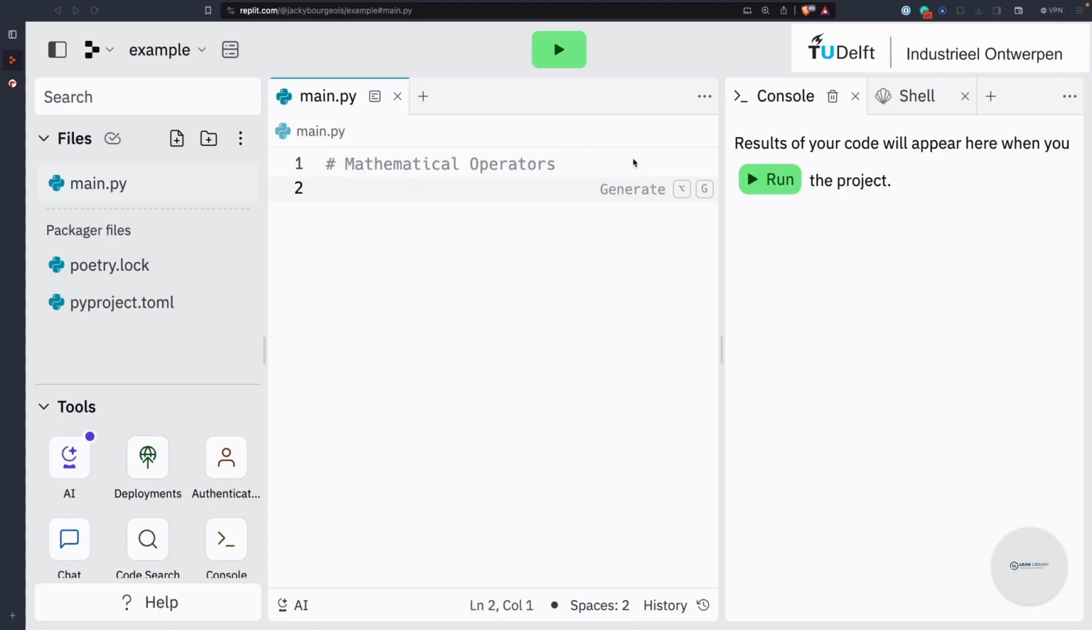It's time to learn some Python with Jordan and Jackie. Today, we are covering mathematical operators, and we're using Replit as our IDE once again.